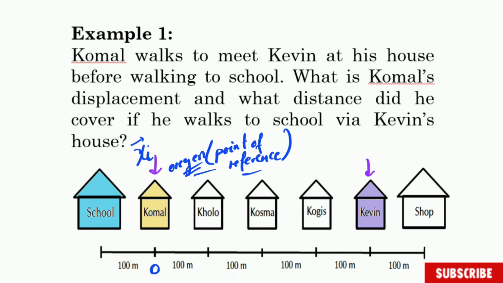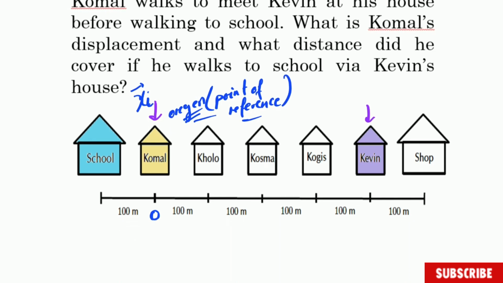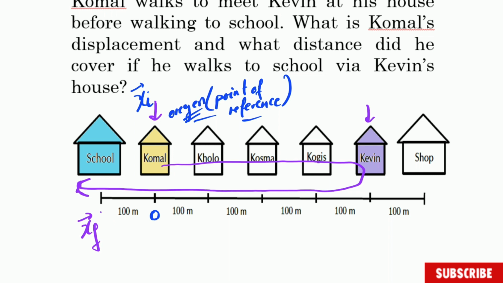Now Komal goes to Kevin, but then they go to school. So he doesn't stay at Kevin's. He goes to fetch Kevin. Kevin is waiting for Komal outside and they walk straight to school. So what does Komal do? Komal walks all the way to Kevin, turns around and goes all the way to the school. So the final position is going to be at school. This one is the final position of Komal.